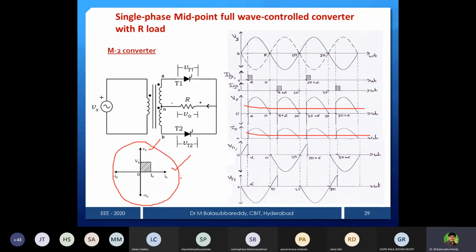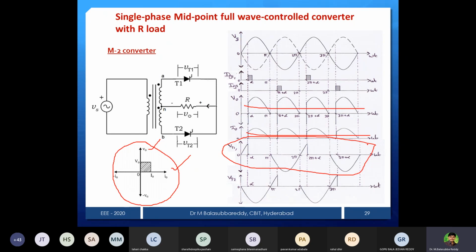AC to DC. So input is AC, output is DC. So in rectification, power flows from AC to DC. I call it rectification, or in terms of the drive aspect, we call it a motoring operation. So this is the case we can represent as rectification. Now after that, these things are well known to you.